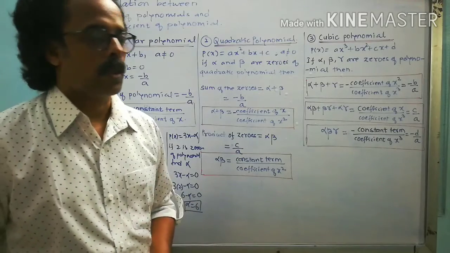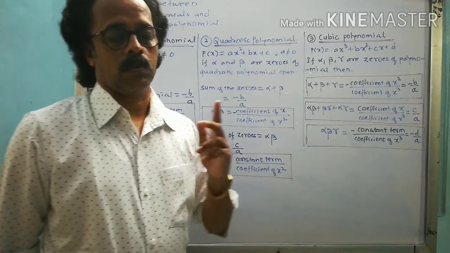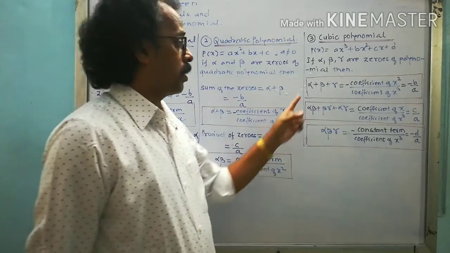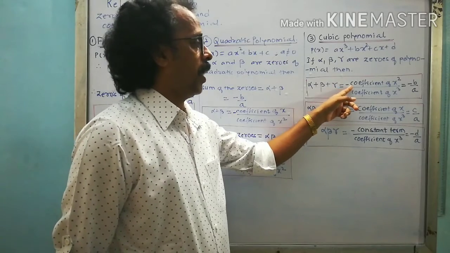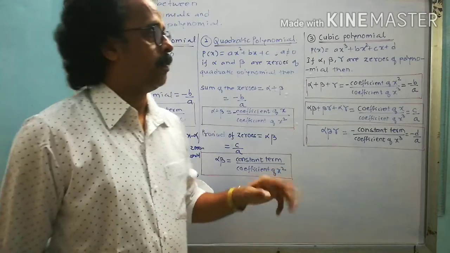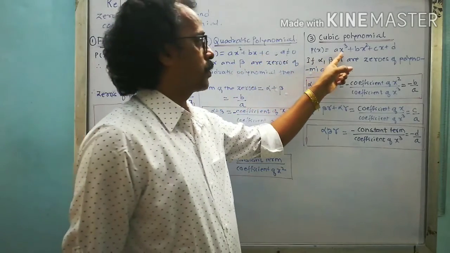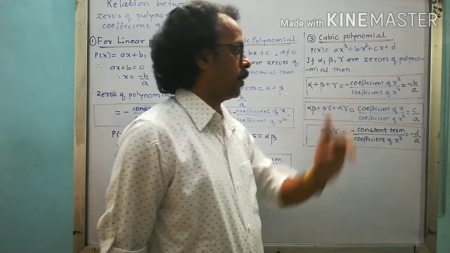Now what condition is given to us? Here, the sum of the roots, the sum of the zeros. Now the sum of the zeros is nothing but what? Alpha plus beta plus gamma is equal to minus the coefficient of x square upon the coefficient of x cube. It means if you compare this, the coefficient of x cube is a and the coefficient of x square is b, that means minus b upon a.